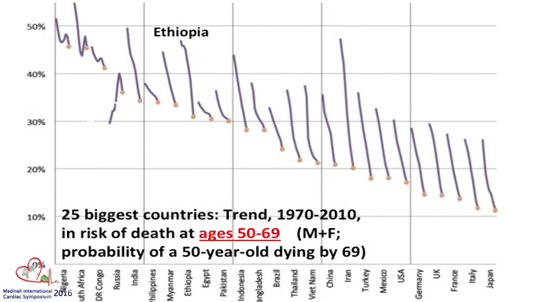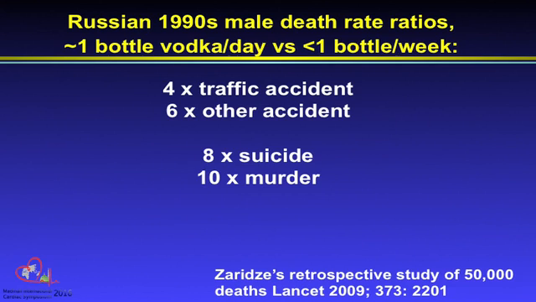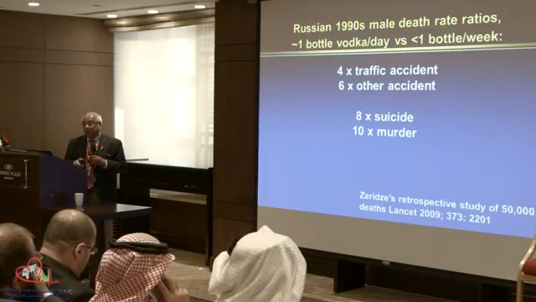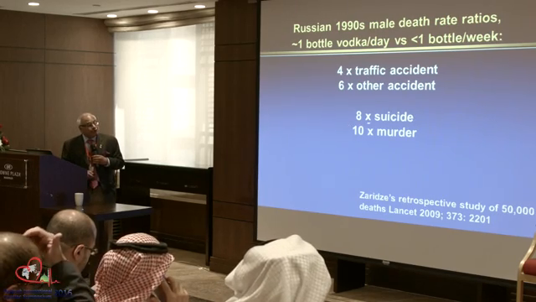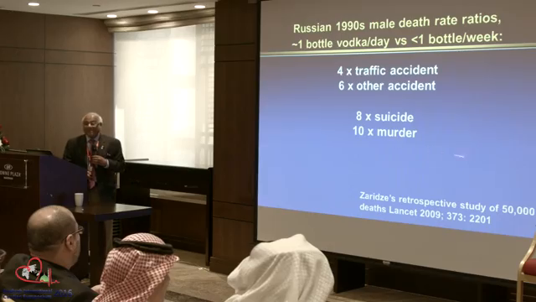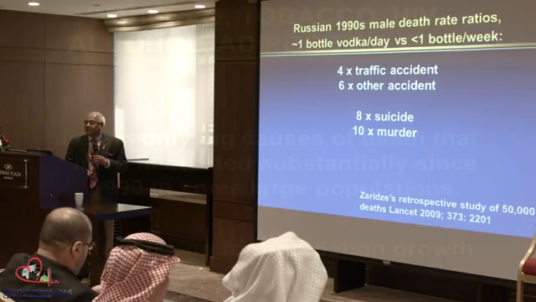Anyway, so you will see that this went up dramatically in Russia, but most of the countries, including India and China, you will see, this is India, this is Ethiopia, one of the biggest countries in Africa, this is China, this is the US, there is a drop. Now, in Russia, the main causes of death during that time were a 4-fold increase in traffic accidents. You have a big problem with that in this country. 6-fold increase in other accidents, 8-fold increase in suicides, and a 10-fold increase in murders in Russia.